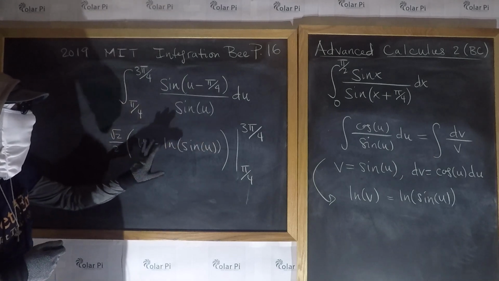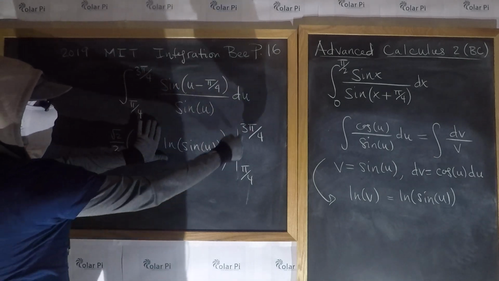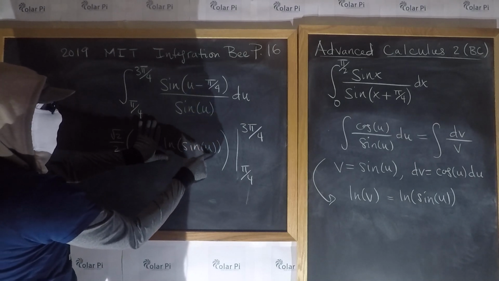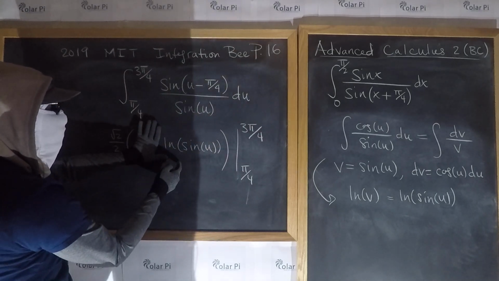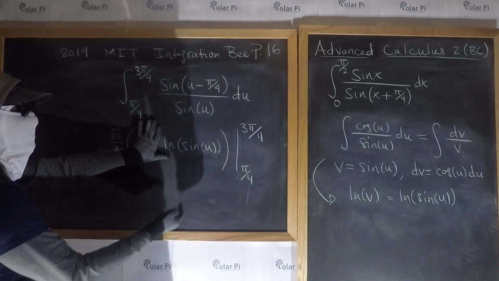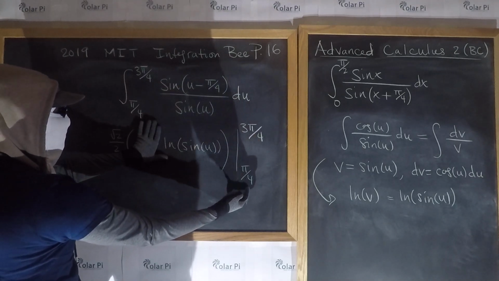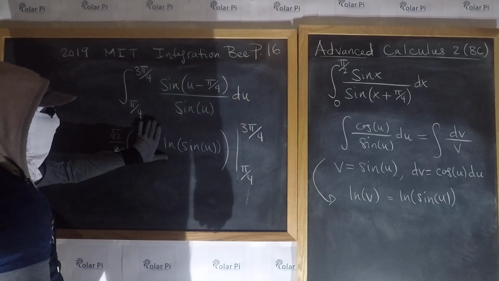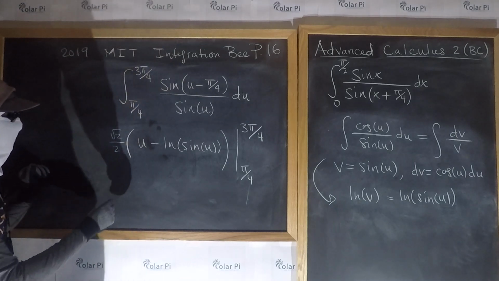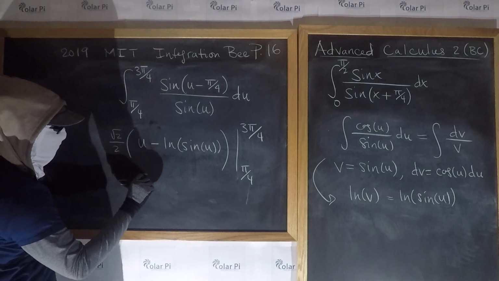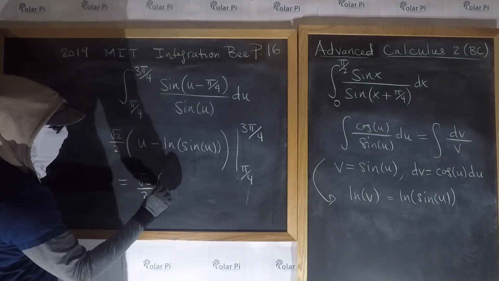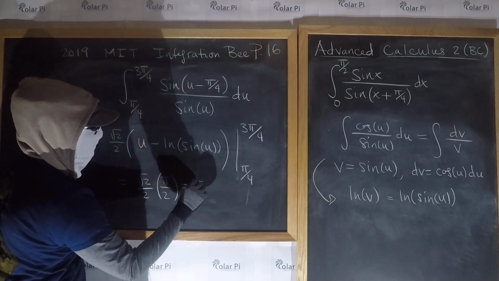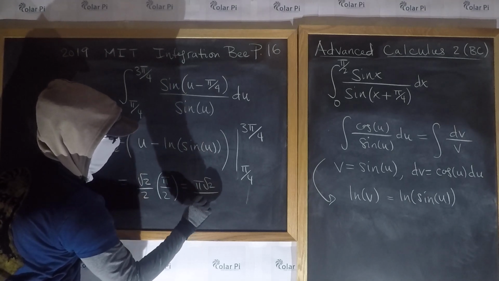But in this part, right, the evaluation will go like this: natural log of sine of 3 pi over 4 minus natural log of sine of pi over 4. But sine of 3 pi over 4 is same as sine of pi over 4. So we're subtracting the same number from itself, and therefore it's going to be 0. What I'm saying is this whole thing is going to reduce to root 2 over 2 and then times pi over 2, which is equal to pi times root 2 all over 4.